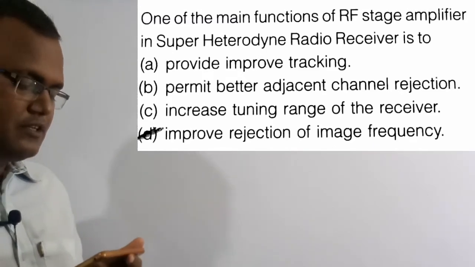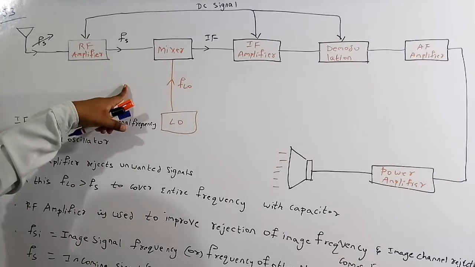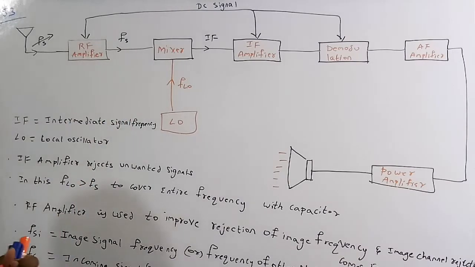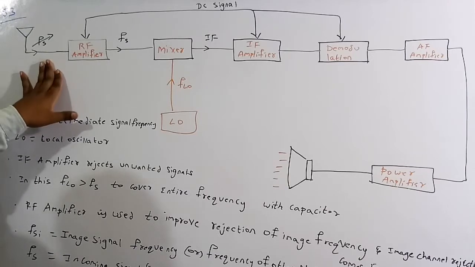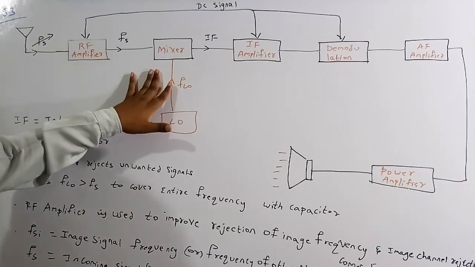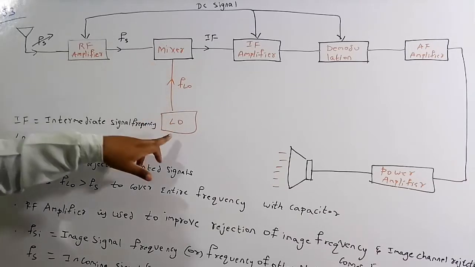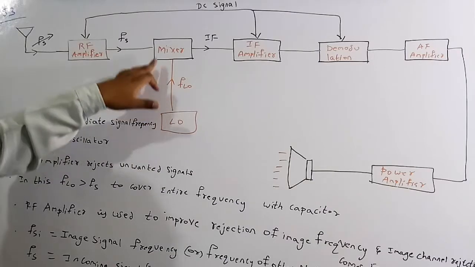Let's discuss some more facts about this. This is the block diagram of the superheterodyne receiver. Here this is the antenna. From this we tune the incoming signal frequency, which is Fs. This is called the radio frequency amplifier. Then it is given to the mixer. The other input of the mixer is the local oscillator, so the local oscillator gives its frequency to the mixer.